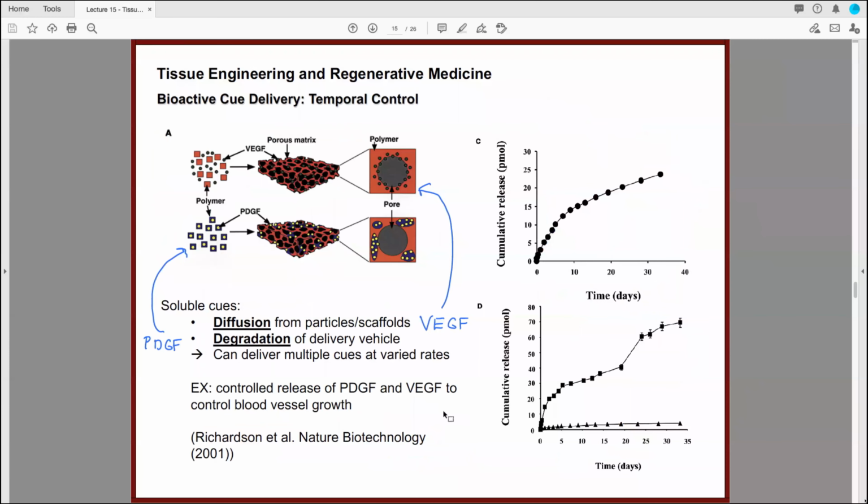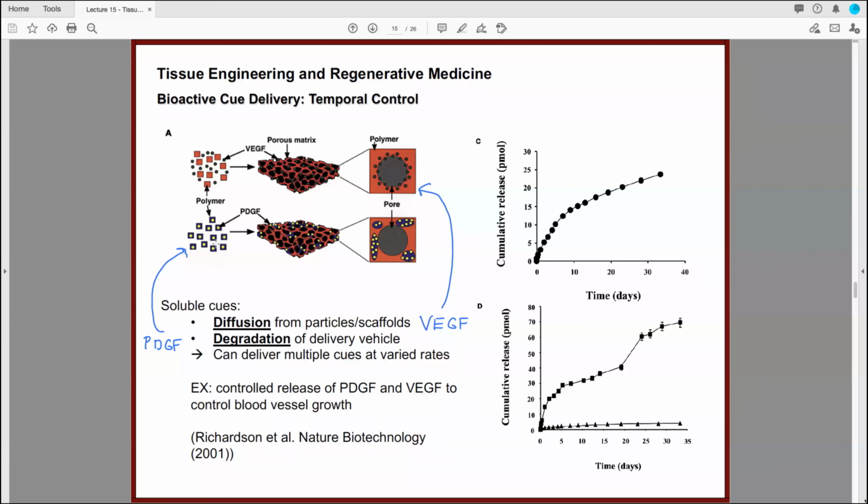Now, here's one example of how we can temporarily control the release of different growth factors. So we have VEGF and PDGF. You'll notice with the vascular endothelial growth factor that we just mix it with the polymer, and we generate this porous matrix, and the actual VEGF just is suspended in that porous matrix. It's suspended around the porous matrix in the polymer itself.